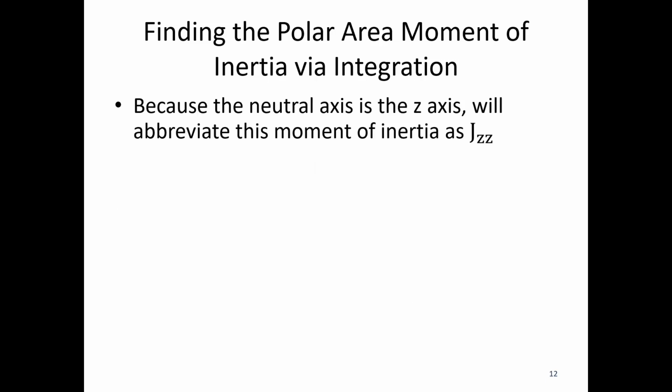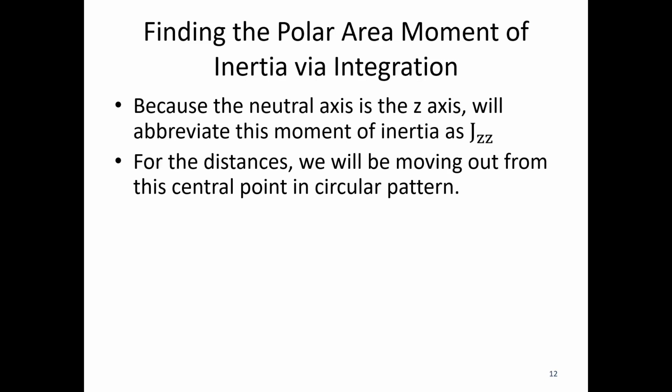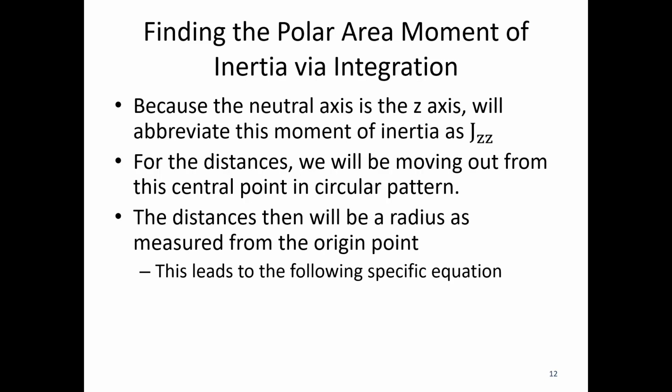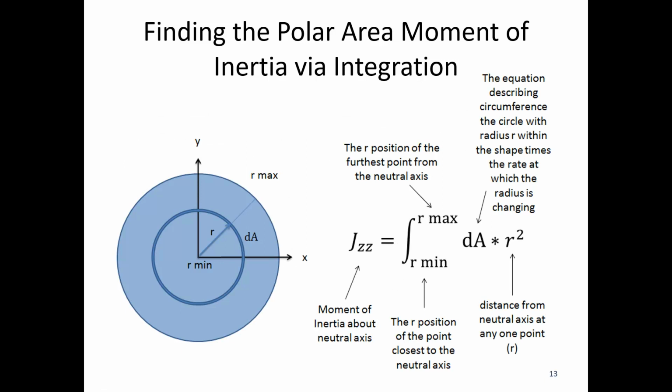All right, so for the z-axis, it's Jzz, so about the z-axis. The distances, we move out from the central point in a circular pattern. And the distances are going to be a radius measured from the point. So we had x and y in our rectangular moments of inertia. Here for our polar moment of inertia, we're going to have r. This is the equation we're going to end up using. We are going to go from some minimum radius to a maximum radius. Again, it's going to be dA, the rate at which the area is changing, times r squared. And this is what everything in that integral calculation would be.